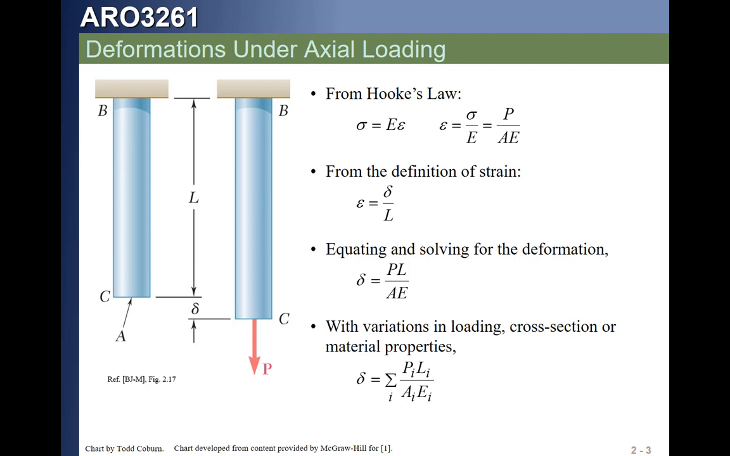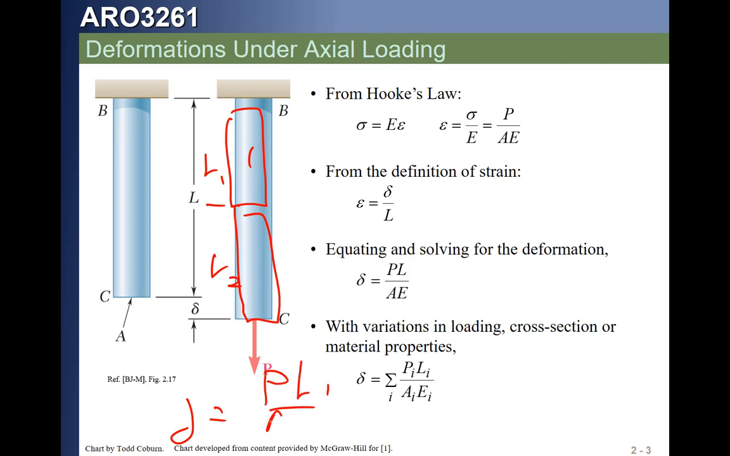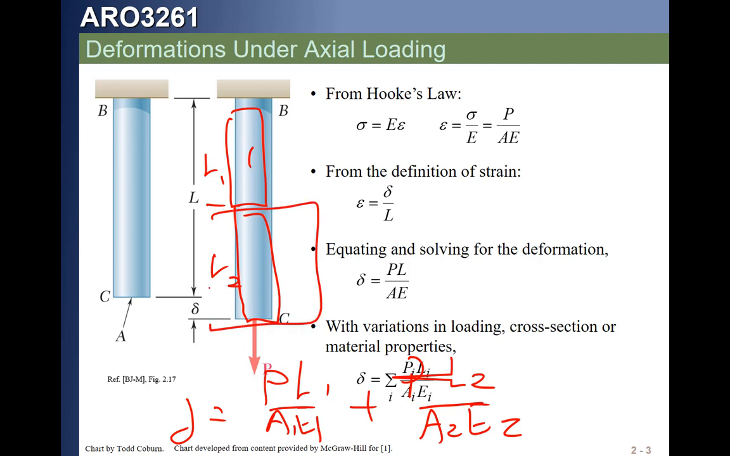For example, if this part of the bar is material 1, and this part of the bar is material 2, and let's call this L1 and this L2, then our deflection is just going to be the force times L1 over A1E1 plus the force times L2 over A2E2. It's that simple. If instead the area had changed, then we would have different areas here, and so on.